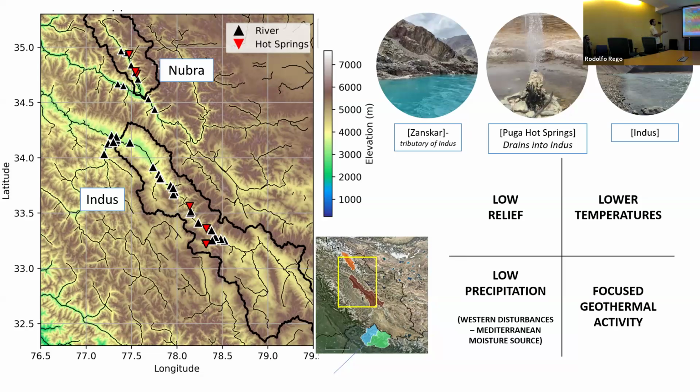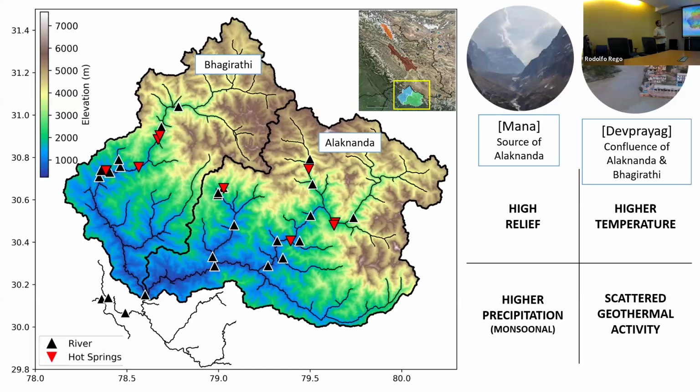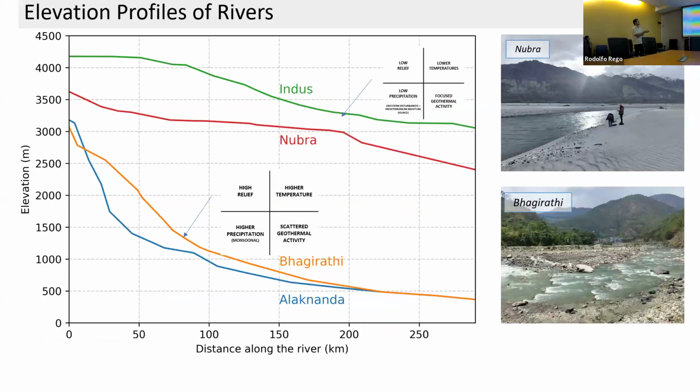For example, Zanskar, we have worked in Puga, we have worked in the Indus, which is very different from the central Himalayan region, because as you can see, these are low relief, extremely low temperature, low precipitation, with a lot of geothermal activity. In comparison, the Bhagirathi Alaknanda basin has high relief, high temperature, and higher precipitation. So of course, their runoff and their melt contribution would be very different. That is what I was talking about.